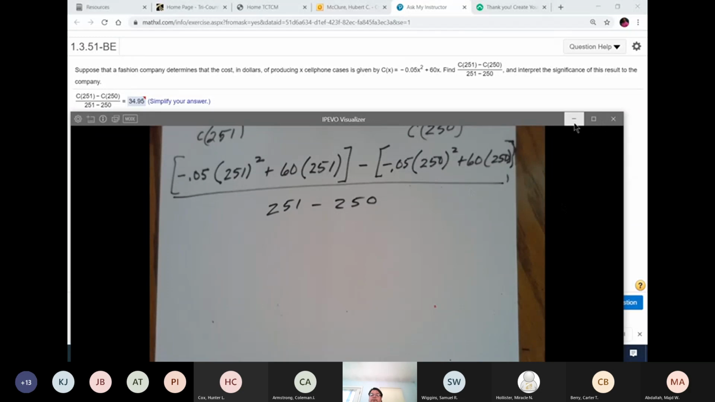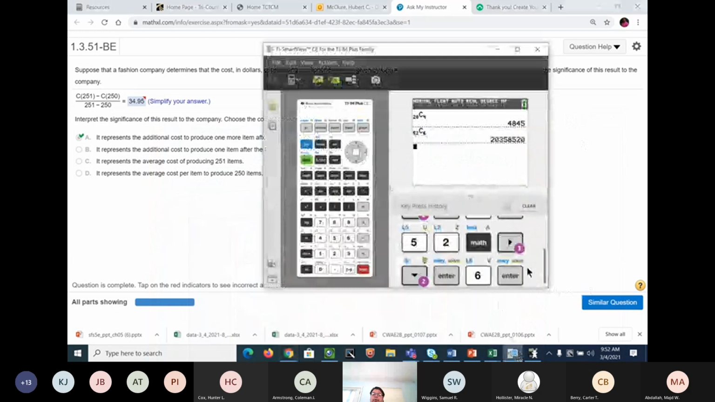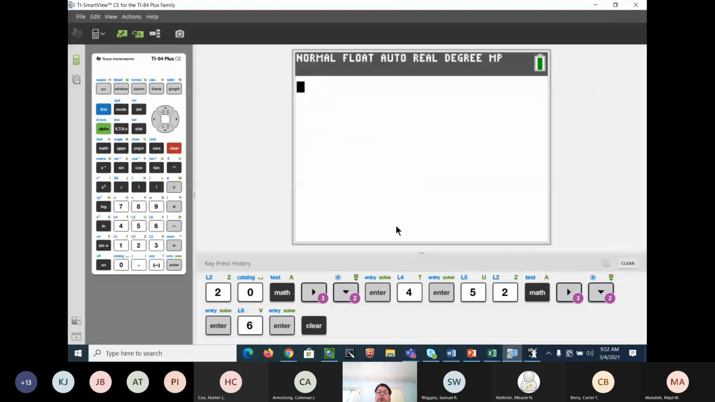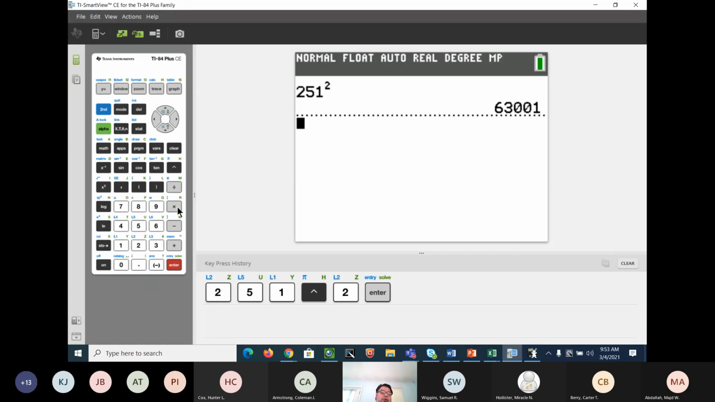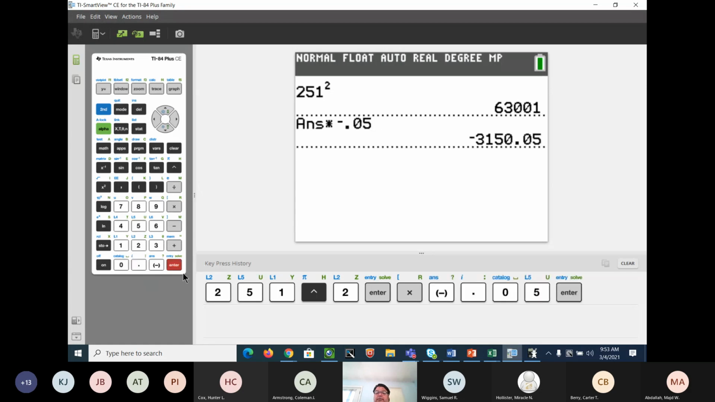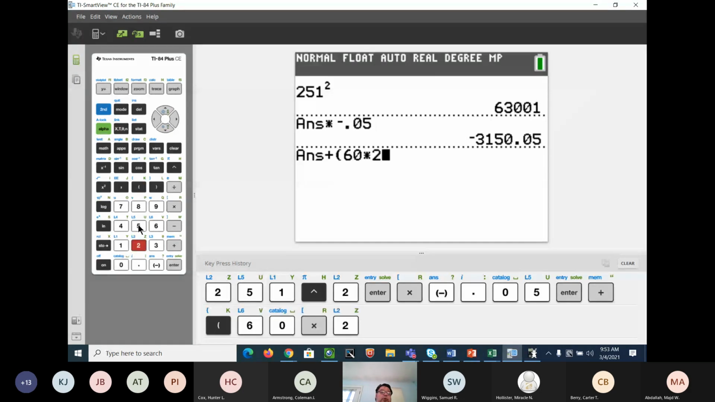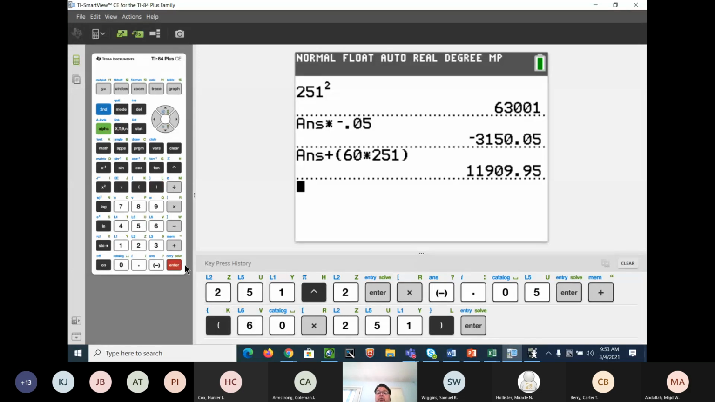And they want you to do all of this, which is going to be a total cluster. So take your handy dandy calculator and let's clear everything. We're going to take 251, square it, and multiply that by negative 0.05. And that gives us 3150.05, so that's negative 3150.05, plus, go ahead and do a plus, parentheses, 60 times 251, close parentheses, and that's going to give us 11,909.95. Y'all check my math.